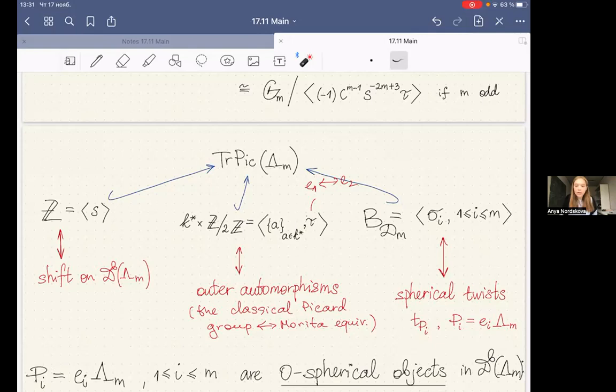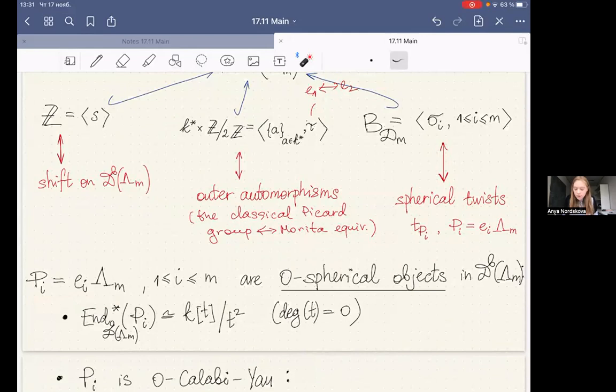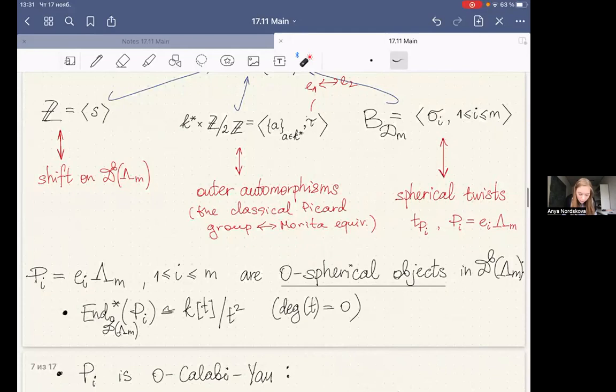And how to see it? First, I will remark that these indecomposable projective modules are zero spherical objects in the derived category. I will explain what it means. First of all, their endomorphism algebras are isomorphic to this algebra, just as a regular algebra, so the generator T here is in degree zero. But if you want to define n-spherical objects for other n's, then you have to put n here instead of zero.